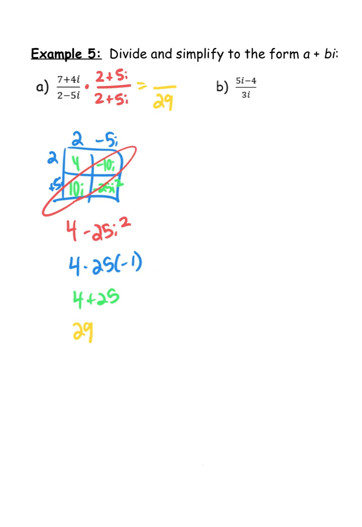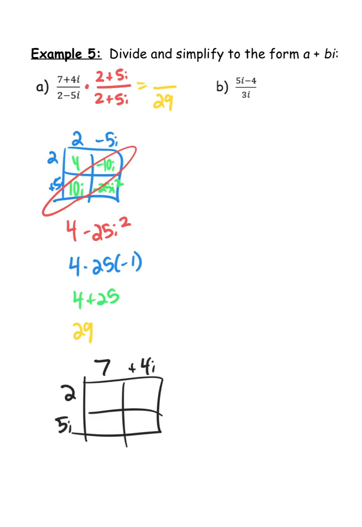And then my top part, I'm going to do 7 plus 4i, times 2 plus 5i. So we'll start working back here. We got 14, 8i, 35i, 20i squared. So we get our 14 plus 8i plus 35i plus 20i squared.